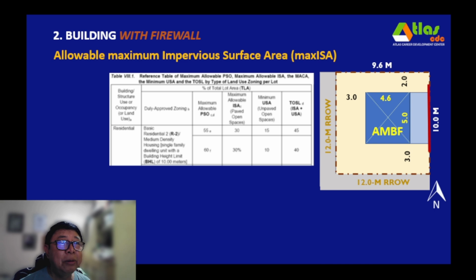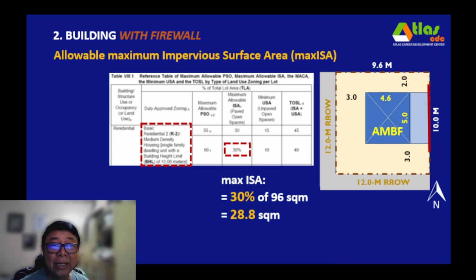And our next computation will be for the allowable maximum impervious surface area or the maximum ISA. Again, our reference is table 7.1. So, the value here with firewall is 30% of the TLA will give you 28.8 square meters.